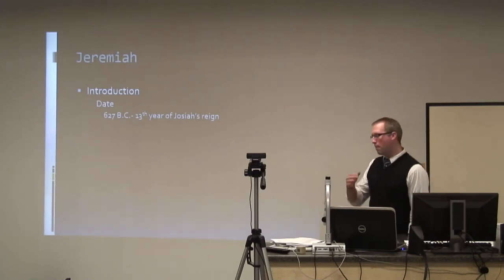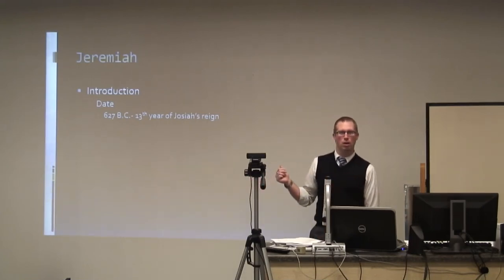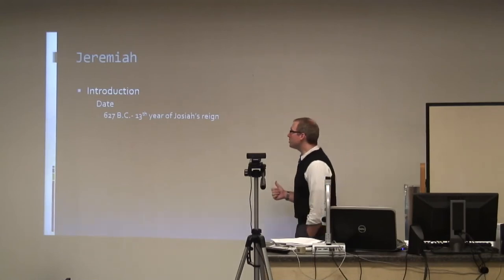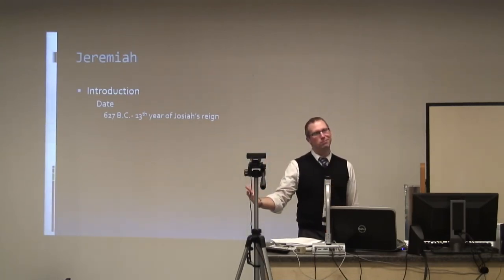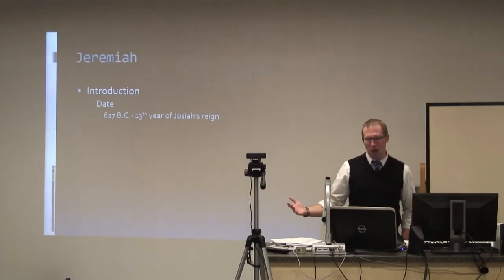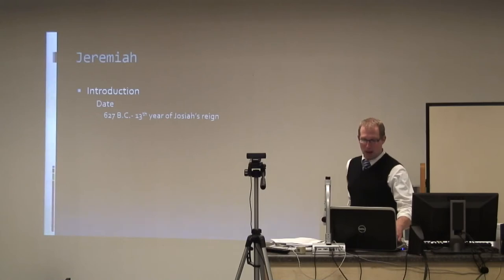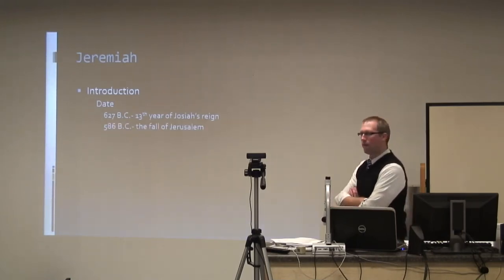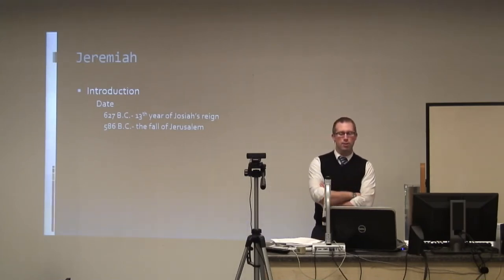So the turning point, the point of no return for Judah has been reached with Manasseh. Josiah's kingship and his obedience puts off the judgment for a little bit of time, but the ministry of Jeremiah really is moving toward 586 BC and the fall of Jerusalem. That's where everything is going.